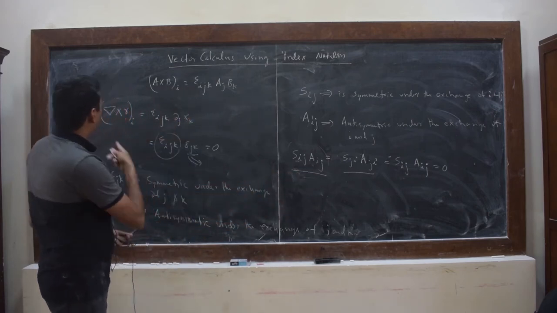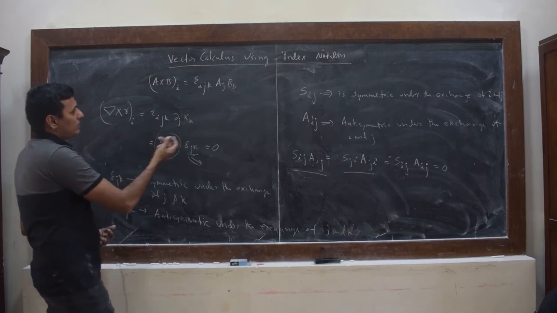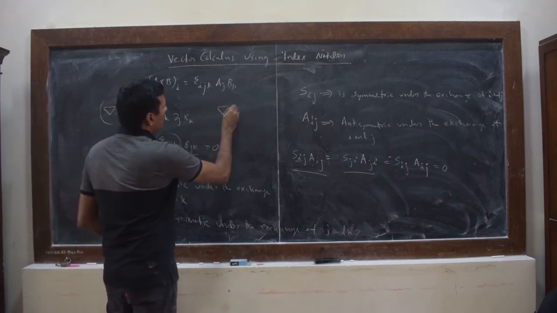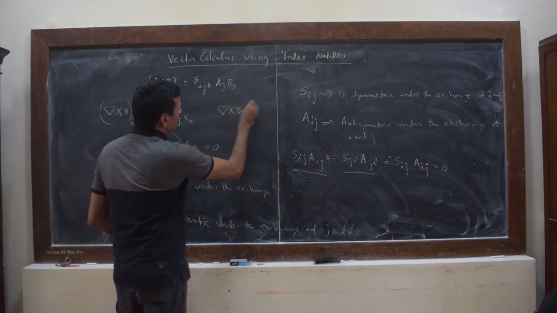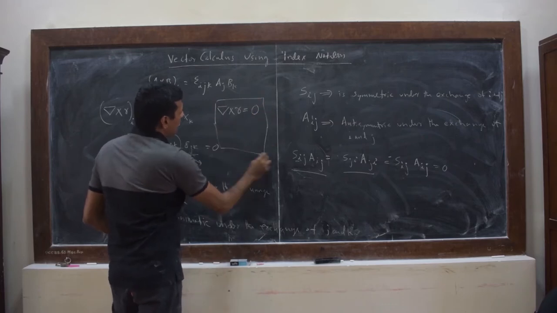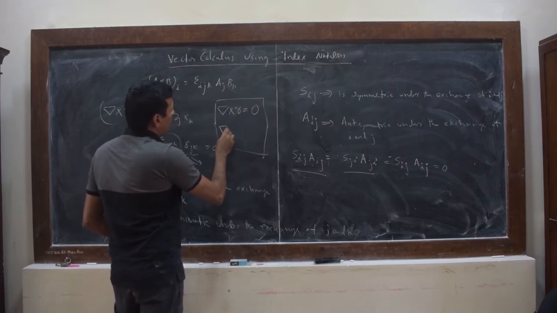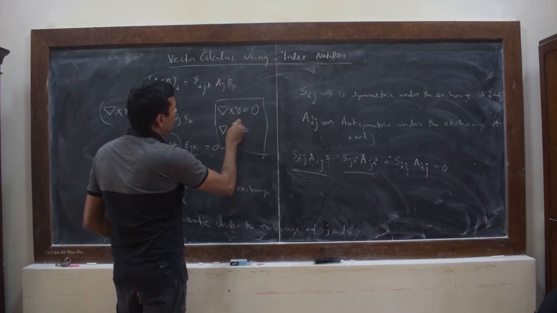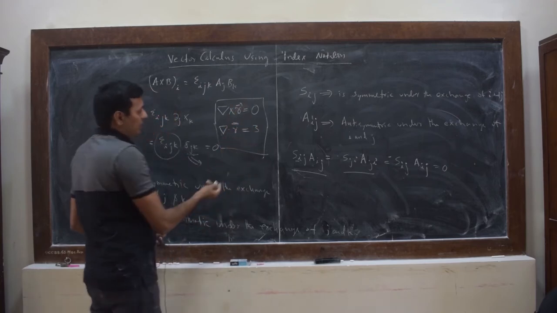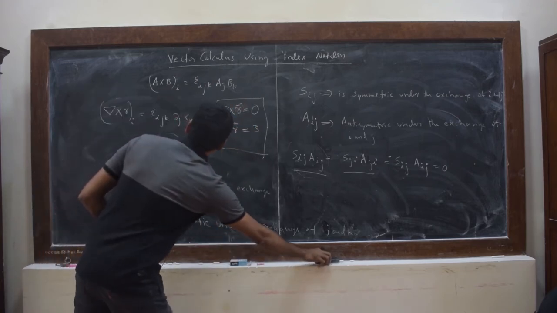So you can see that del cross r is 0, and we have already seen that del dot r is going to be equal to 3, and so that's it.